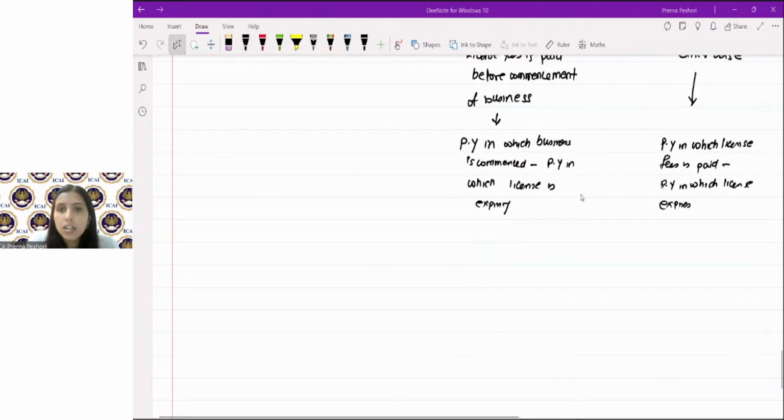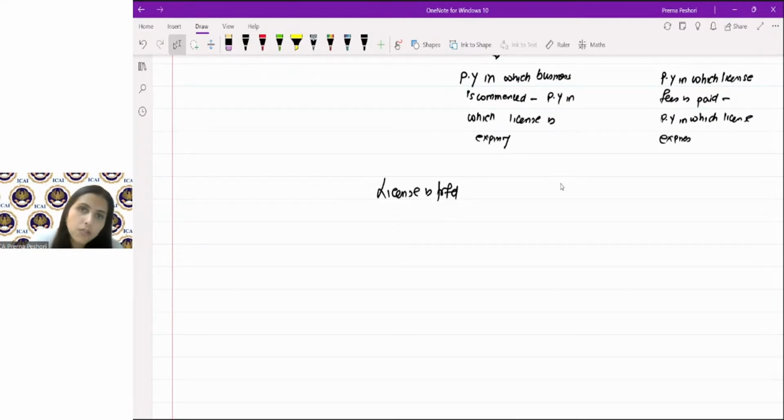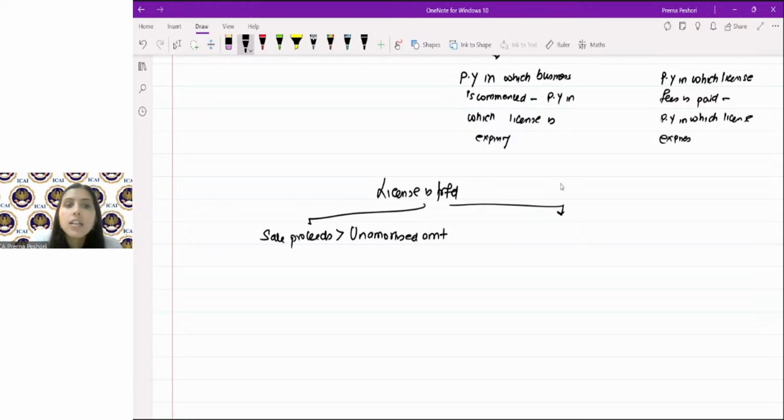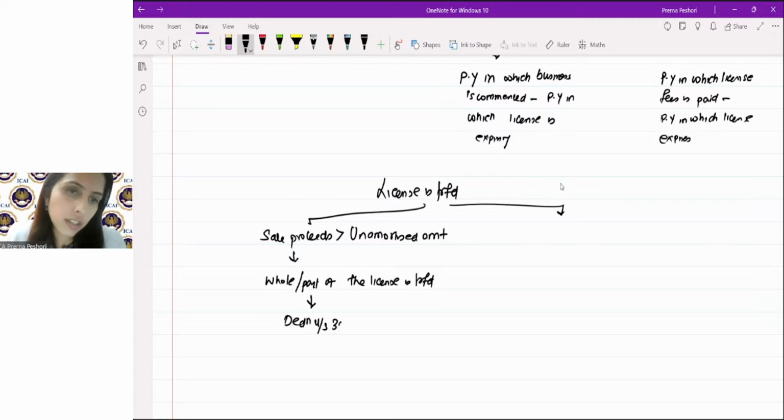Let's say the license is transferred. Then in that case, if the sale proceeds are greater than the unamortized amount, and if the whole or part of the license is transferred, then the deduction under section 35ABB will be nil.